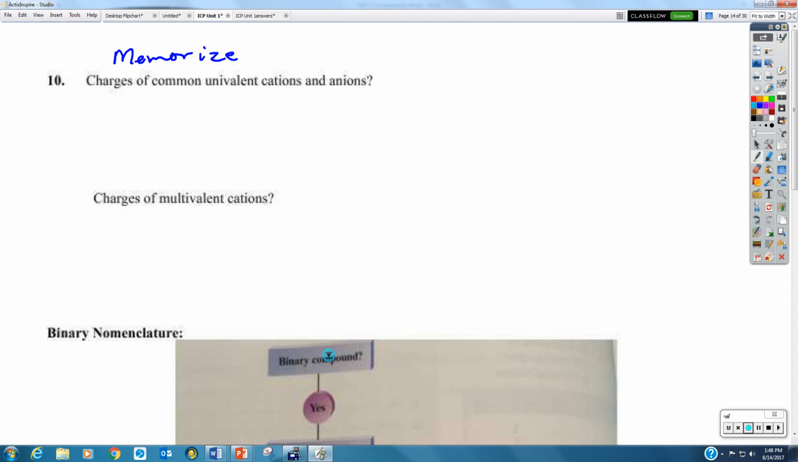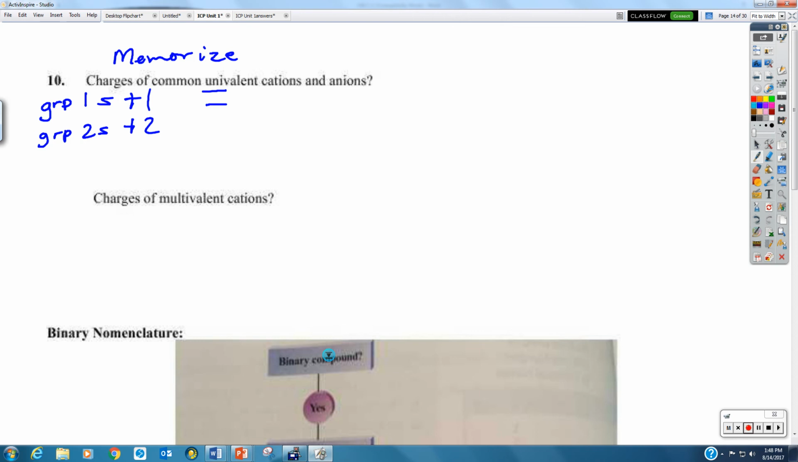So charges of common univalent cations. If it's univalent, that means it has how many charges? 1. So univalent cations and anions, the ones that we remember, if it's in group 1, what's the common charge of group 1? Plus 1. Group 2? Is a plus 2.